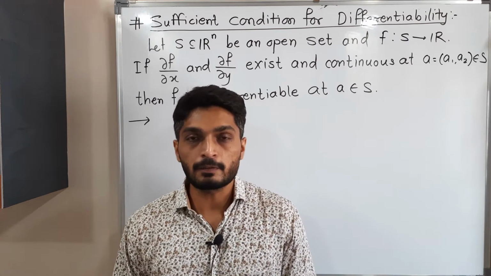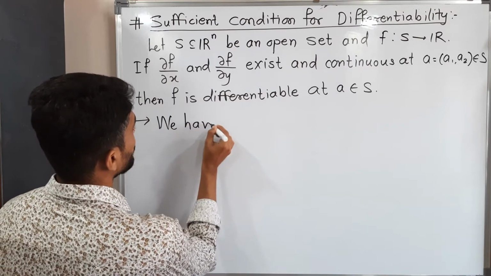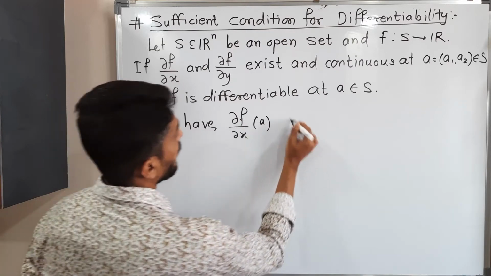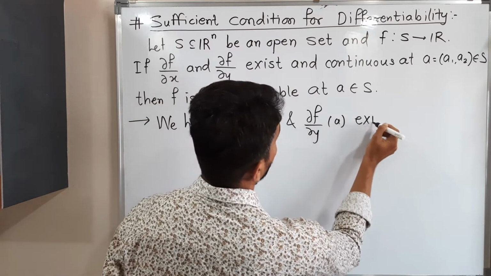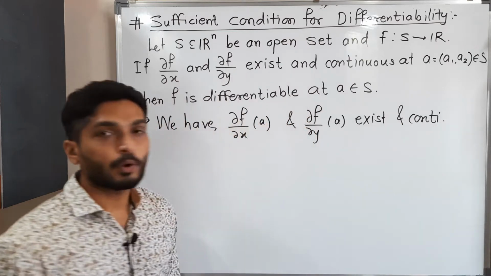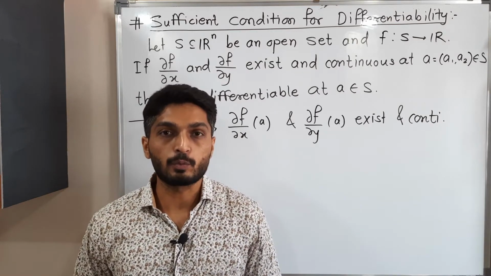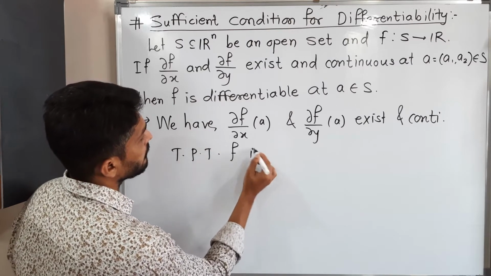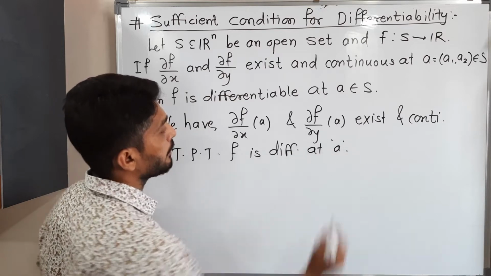Let us start with the given information. We have the partial derivative of f with respect to x at A and the partial derivative of f with respect to y at A exist and are continuous. So this is very important information provided. So the partial derivatives exist and are continuous at point A. What we have to prove? To prove that f is differentiable at A. So this thing we have to prove.